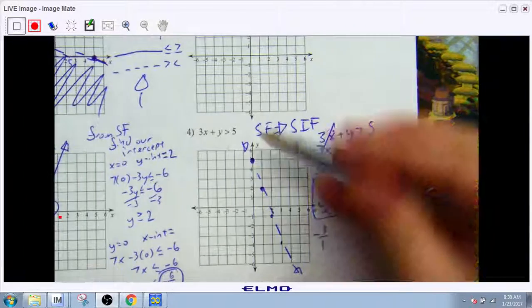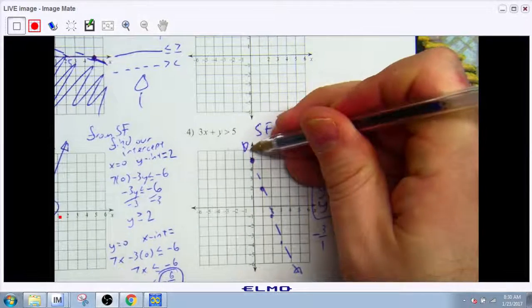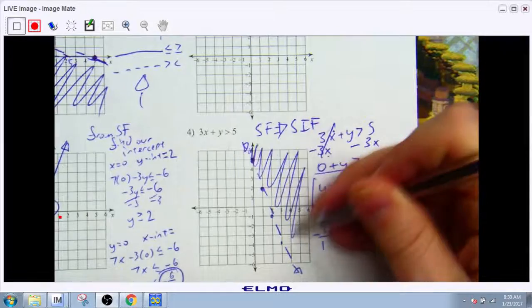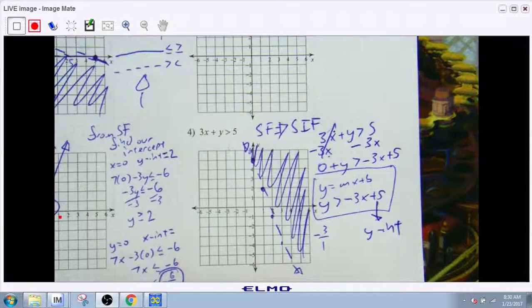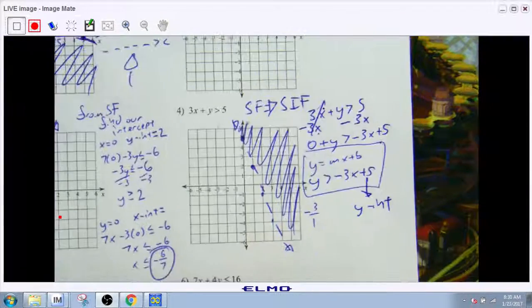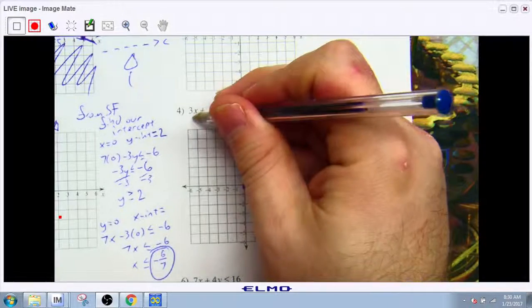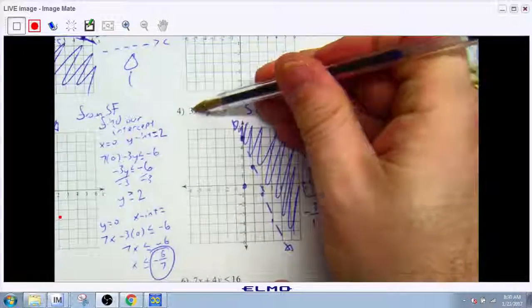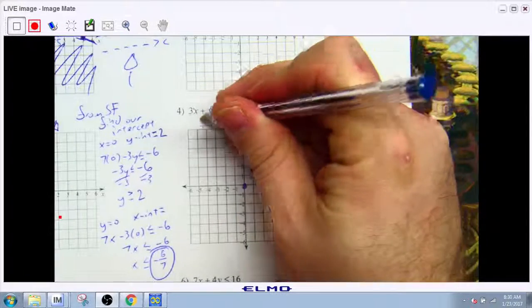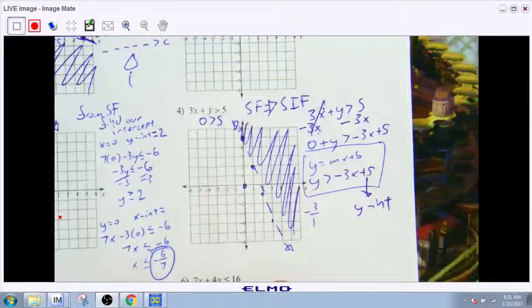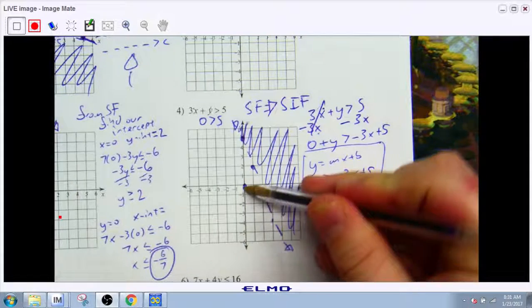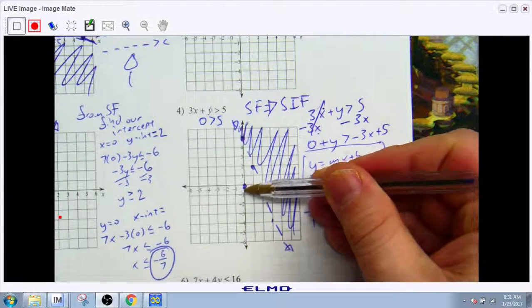And now I need to figure out what side I shade. It's where y is greater. Well, this is 5, 6, so this is the greater side. I shade like that. But again, if you wanted to, you could plug in 0, 0 as a test point to see if it works. Now, when we plug in 0 as a test point, this becomes 0, this becomes 0, so the whole left side becomes 0. Is 0 greater than 5? No. So we know that this is not the side that we shade.